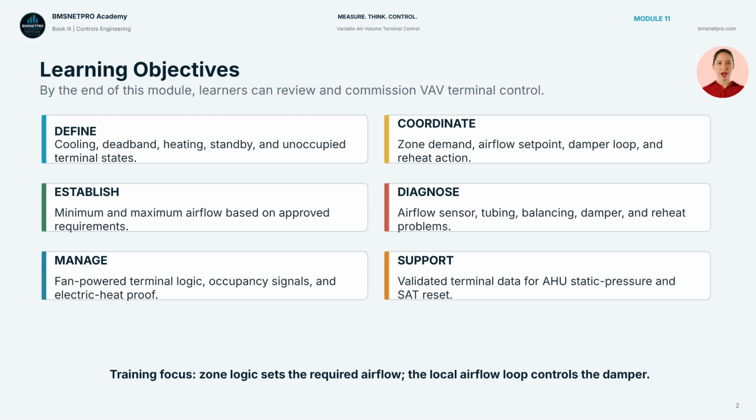The objectives are practical. Learners should define the zone states used by a VAV terminal, coordinate airflow set points with damper control and reheat, and understand where minimum and maximum airflow values come from. We will diagnose airflow sensor and balancing problems, review fan-powered terminal logic, and identify which terminal signals are valid enough to support AHU reset strategies.